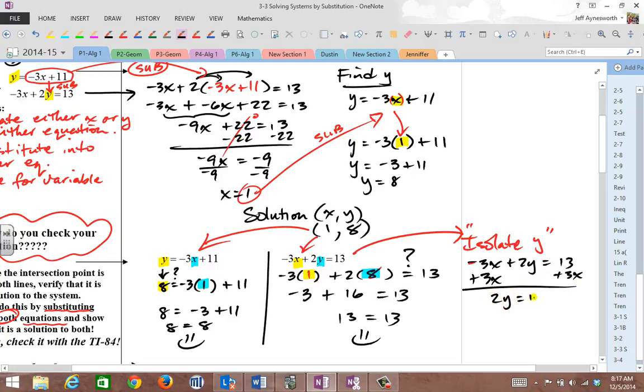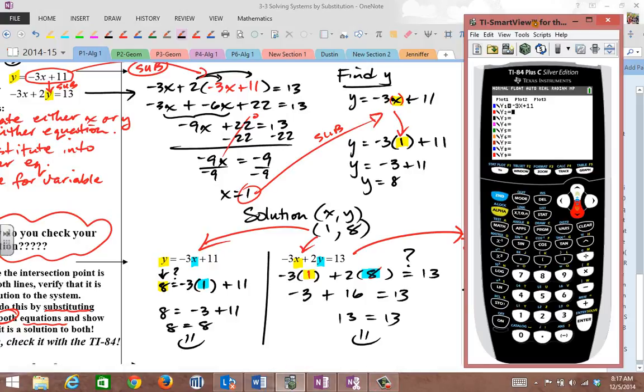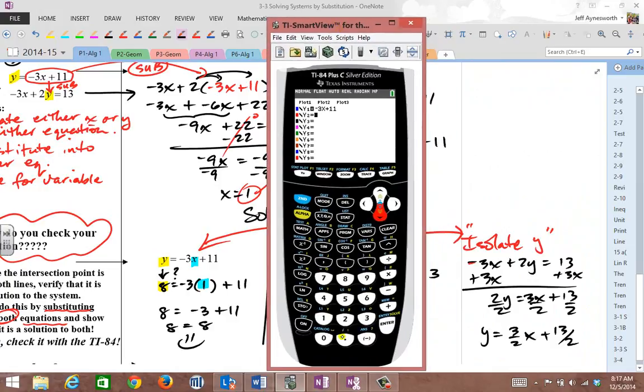And you get 2y is equal to 3x plus 13, and divide everything through by 2, and you get y is equal to 3 halves x plus 13 halves. And this is what we want to enter in the T84. So let's bring your calculator back and let's check our solution.